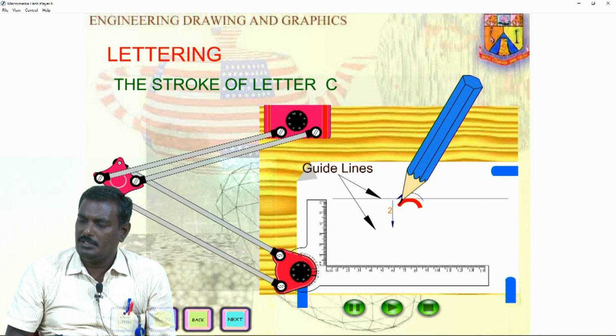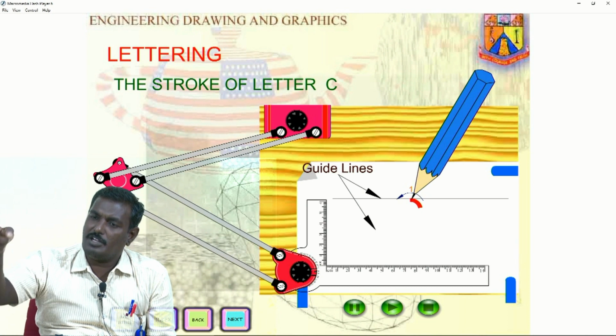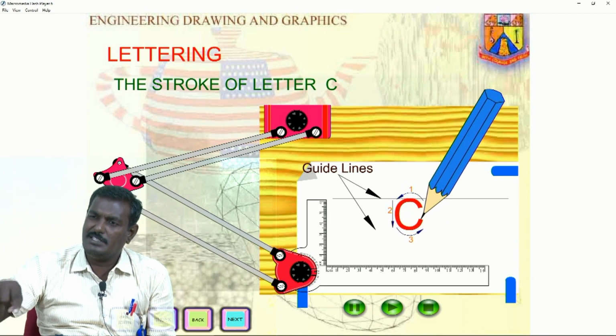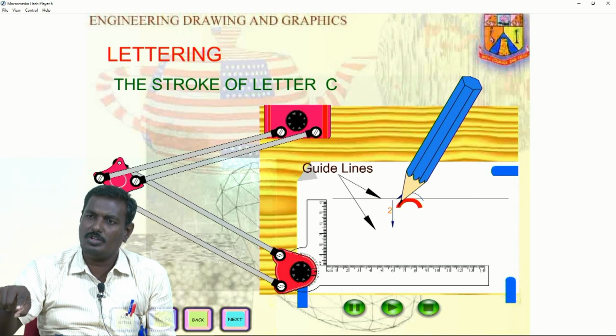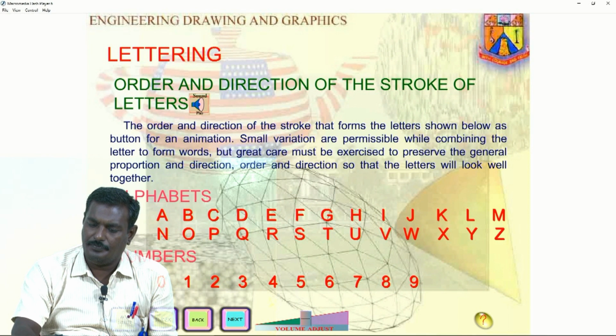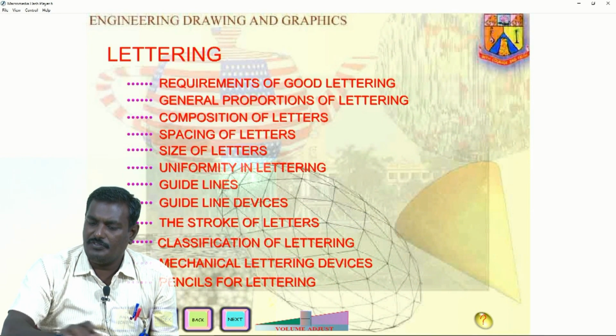C. How we have to generate the curve, the part of circles. Number 1, number 2, number 3. So this is the sequence of strokes to generate letters. That is the stroke of the letters.